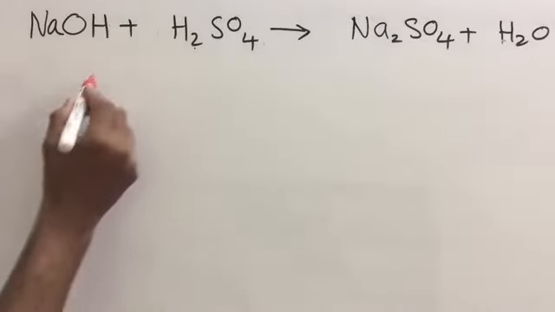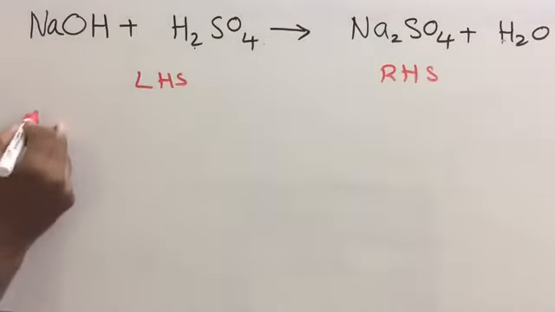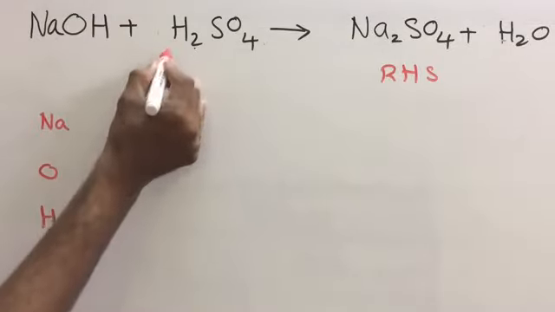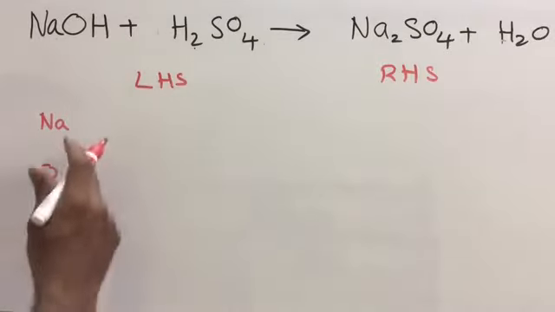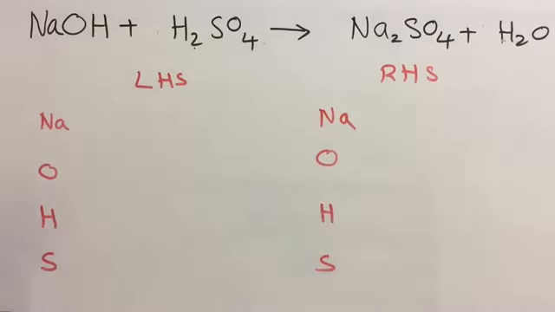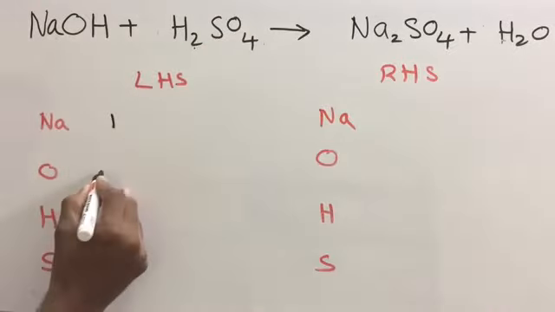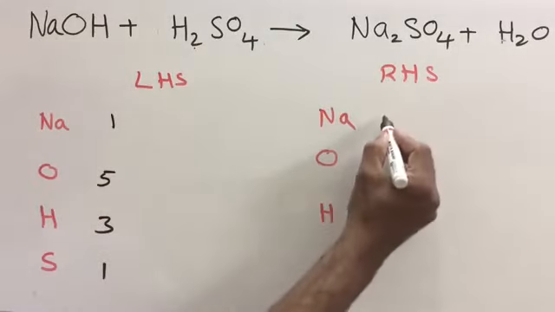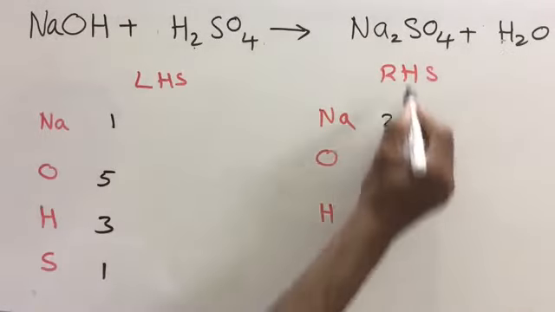Balance one more equation. Write LHS, RHS. On LHS you have sodium and then you have oxygen, hydrogen, and sulfur. The same elements are present on the right hand side: Na, O, H and S. Now the number of atoms: sodium 1, oxygen 1 here and 4 here, 5, hydrogen 1 here and 2 here, 3, sulfur 1. On RHS sodium 2, oxygen 4 here and 1 here, 5, hydrogen 2, sulfur 1.